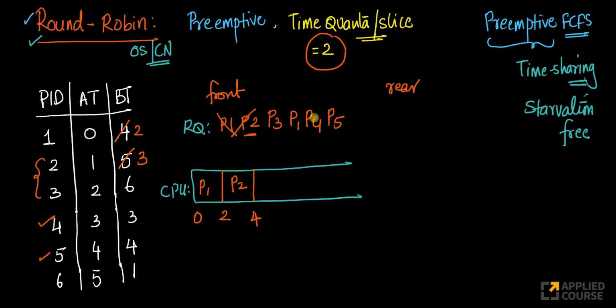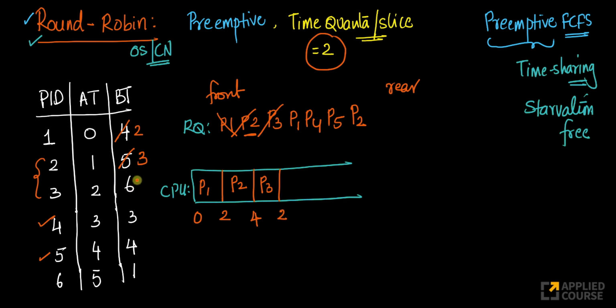Now P2 hasn't yet completed processing, so P2 gets added to the queue at the very end. Very important here. Okay, now what is at the front of the queue? P3 is at the front. So P3 gets removed from the queue and scheduled, again only for 2 seconds.